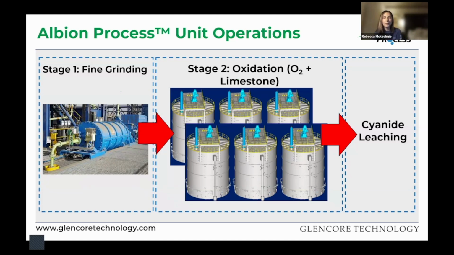oxidation. On completion of the leach, there's a simple solid liquid separation, and in this process, the gold actually remains in the solids. So it's the thickener underflow, the solids, that then progress on to a traditional cyanide leach.